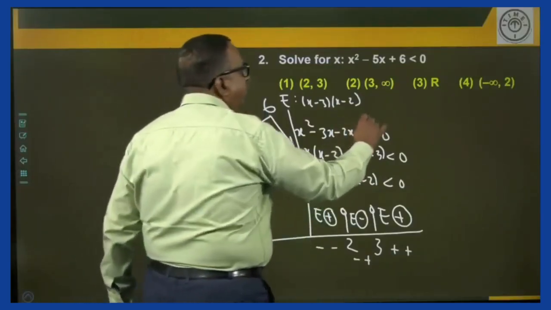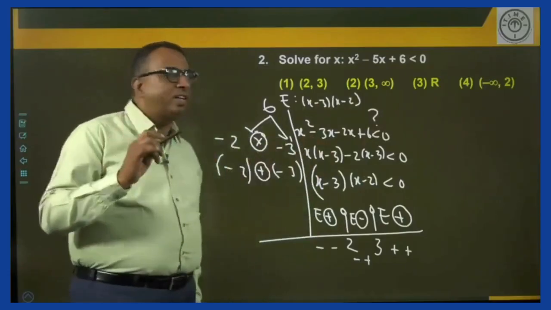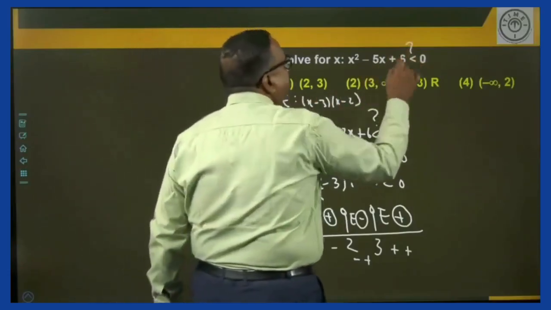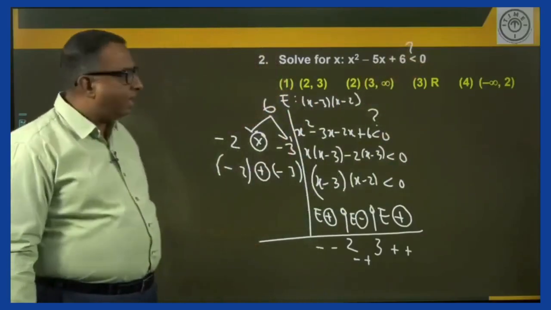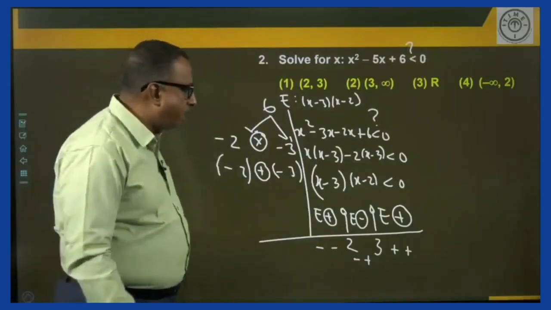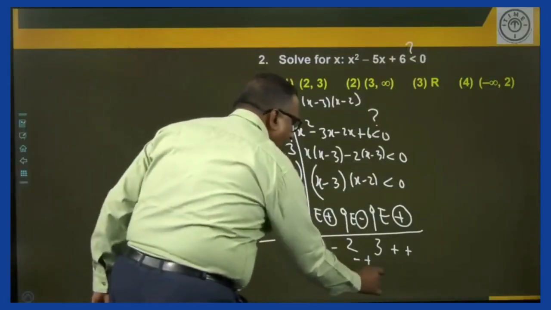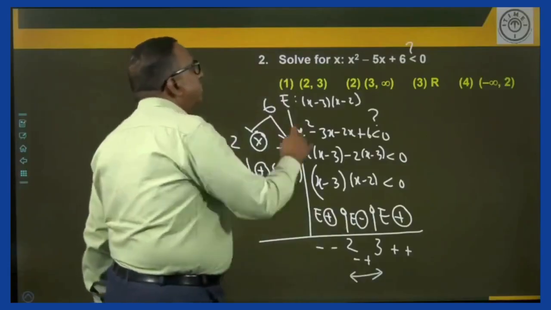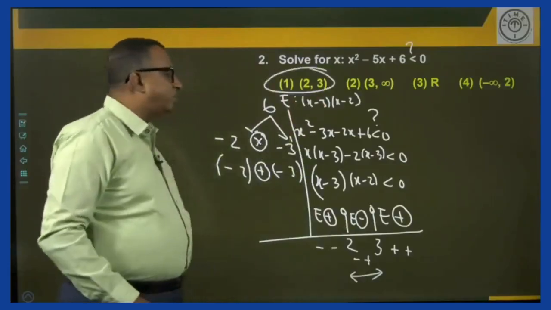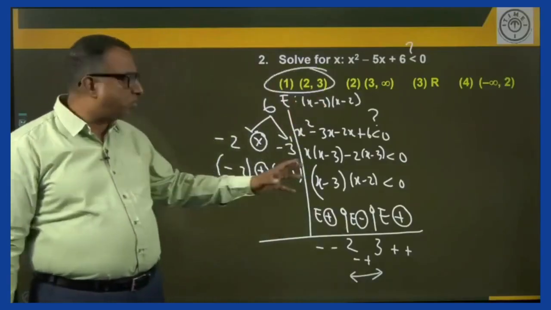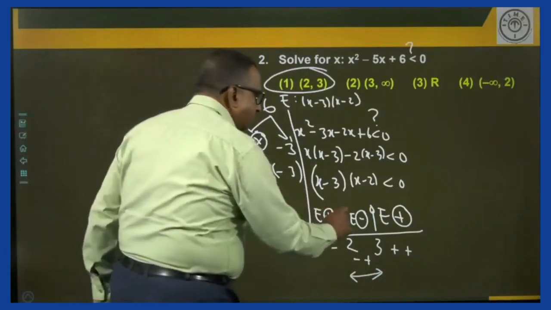What do we want? You want the expression to be less than 0. Less than 0 means it should be negative. So all numbers from 2 to 3 will be the solution. So question number 2, choice 1 will be the answer. All real numbers from 2 to 3 will be the answer for this.